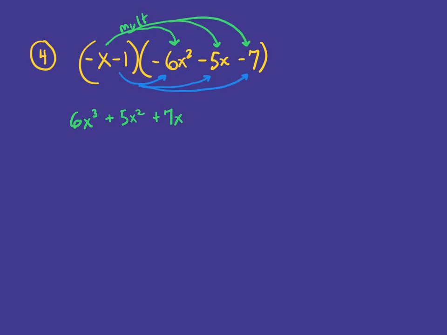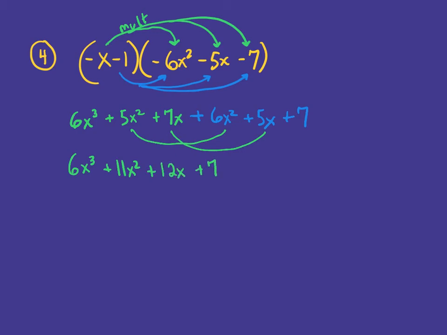Now we're going to move on to the negative 1. I'll do this in blue. Negative 1 times negative 6x squared is going to be positive 6x squared. Negative 1 times negative 5x, positive 5x. Negative 1 times negative 7, positive 7. And then after that, you just want to put any like terms together that you've got. And I'll connect those. 6x cubed doesn't have anything to go with it, but the 5x squared and the 6x squared, if you add those, you get 11x squared. 7x and 5x. And then the 7 doesn't have anything to go with it.